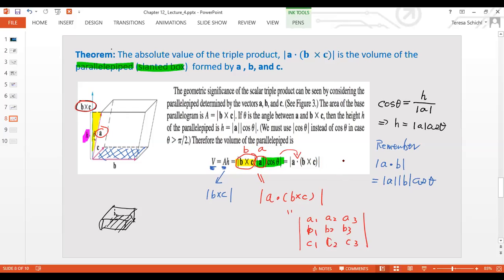Right, so the two things we need to remember. The first thing is how to find the area of the parallelogram by using the cross product. And the next one is kind of an extension: how to find the volume of the parallelepiped. It's kind of like slanted boxes.